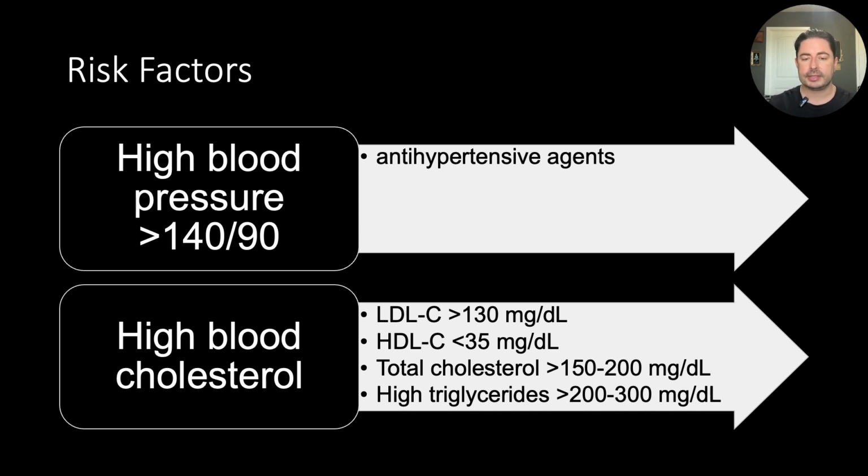The other thing is we need to look at our cholesterol. Your LDL, this is your good cholesterol. So your good fats, your nuts, your avocados, those types of things. When we look at the HDL, this is our bad cholesterol. This is the bad cholesterol that we don't want to have. So if our total cholesterol is greater than 150 to 200 milligrams per deciliter, that increases your risk for heart conditions. When we look at the triglycerides, if our triglycerides are greater than 200 to 300, that increases our risk for heart conditions as well.